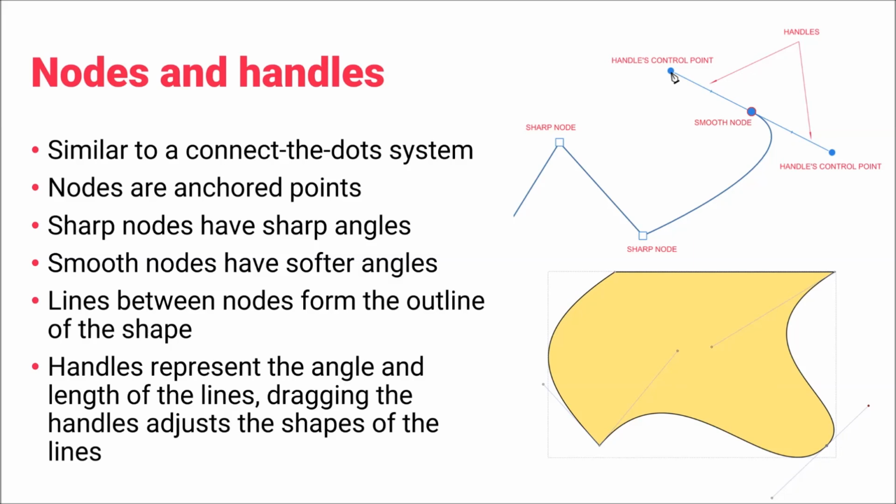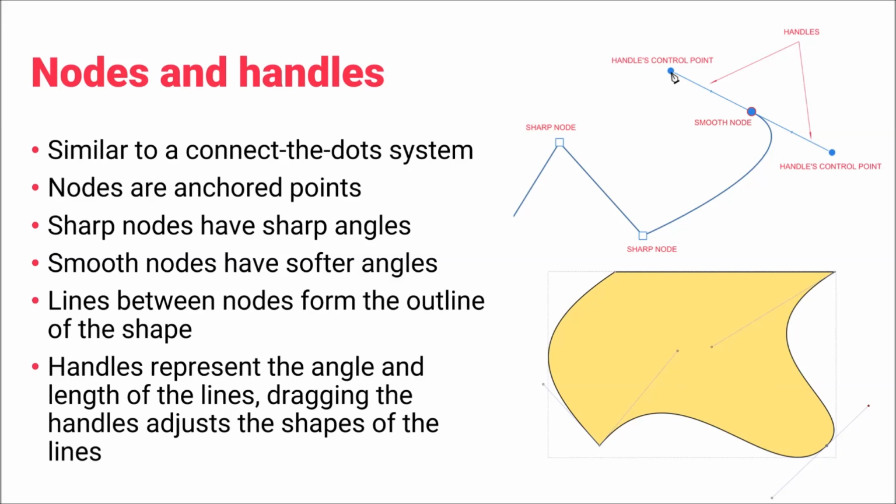And then you can have sharp nodes that have really strong angles, and you can have smooth nodes that have softer angles. And then the lines between the nodes form the outline of the shape. And the handles then visually represent the angle and length of the lines, but they're also what you use to manipulate the shapes.